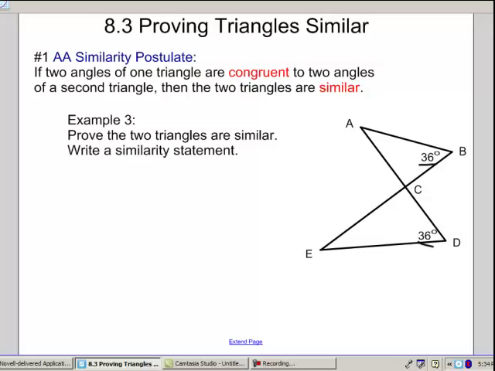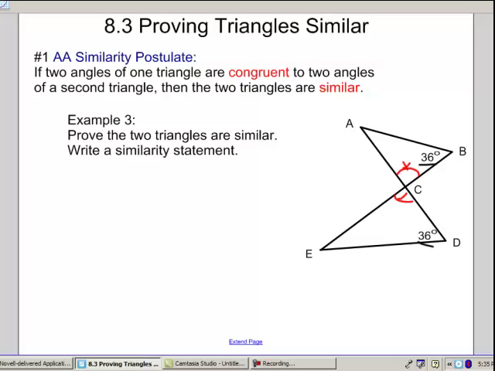Well, holy cow, I have vertical angles. Angle ACB is congruent to angle EDC. So therefore, those two angles, whatever size they are, are congruent. And so by angle-angle similarity, I know that these two triangles are similar.